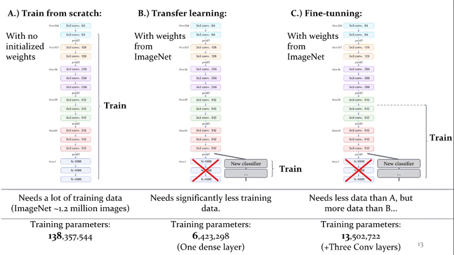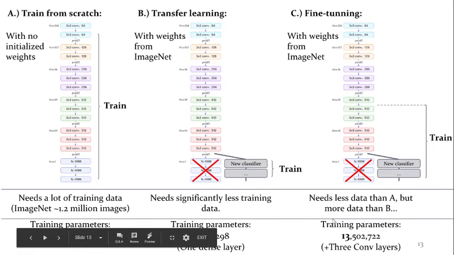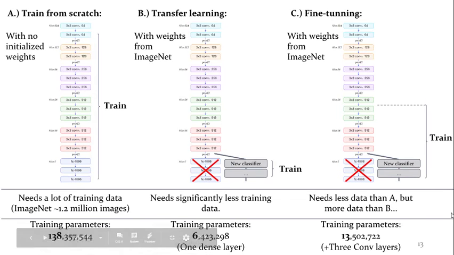So okay, it's 6 million. It sounds like a lot, but if you compare it with 138 million, it's less. And the third one, basically, while also training the same one classifier, one dense layer here, we also unlock maybe 3 convolution layers, maybe these 3, and okay, in that case it's 13 million. So roughly, the more parameters you have, the more data you need.